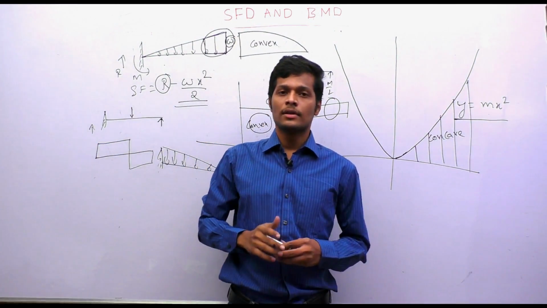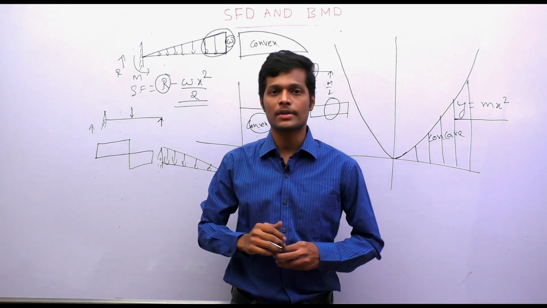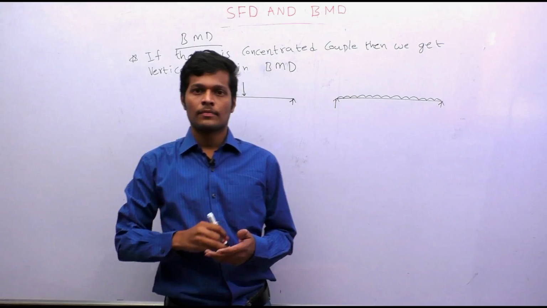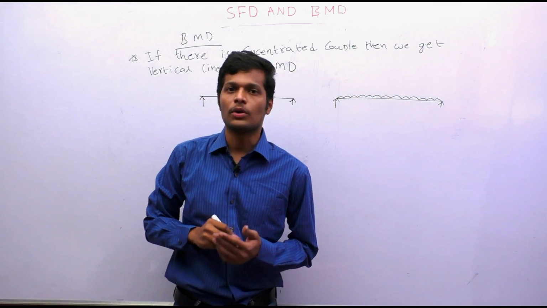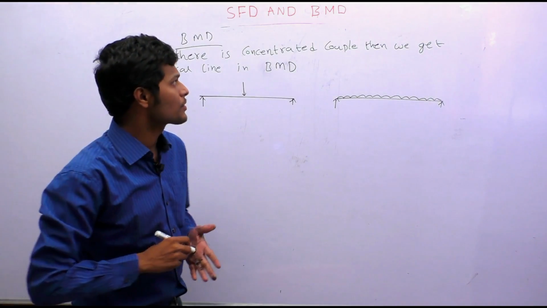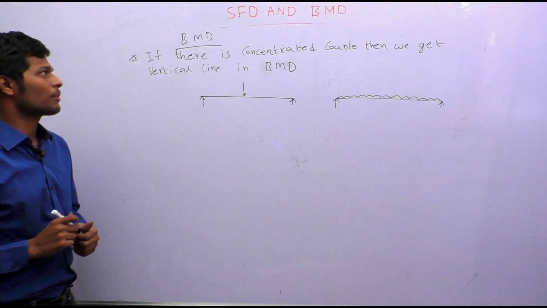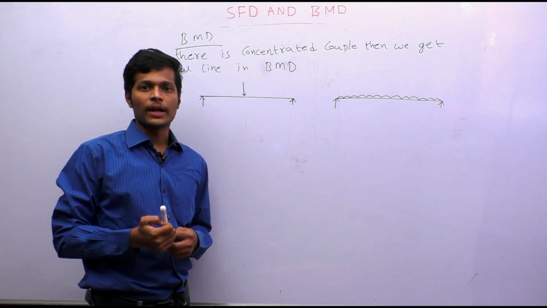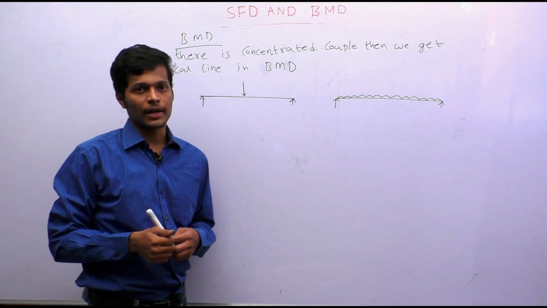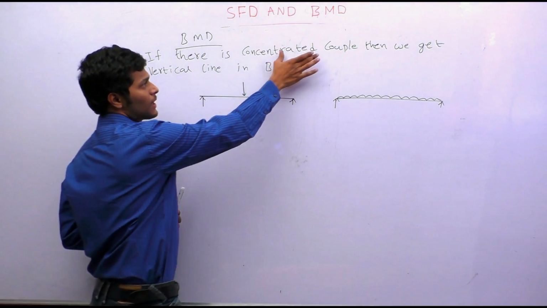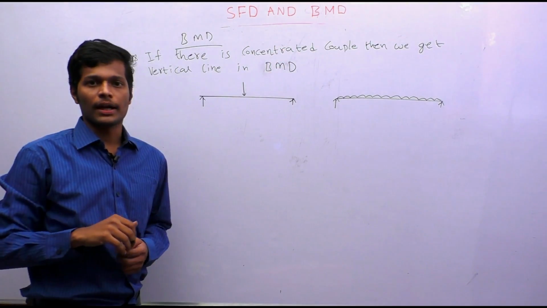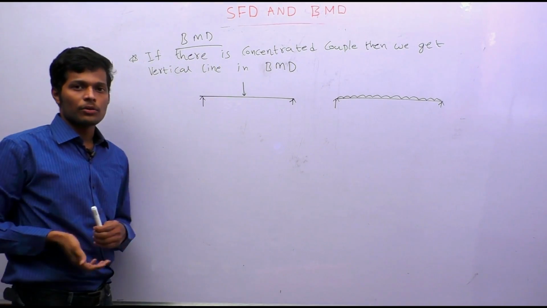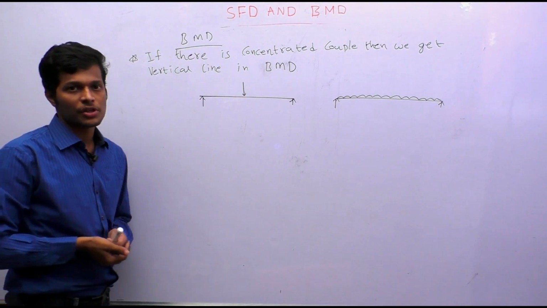So with this, the shortcuts for the shear force diagram are completed. Next we will see how to draw the bending moment diagram. For that, the point we have to remember is, previously if there is a concentrated point load, we get a vertical line in the SFD. Similarly, if there is a couple, then we get a vertical line in the bending moment diagram. That point we have to remember here. Now we will see how to draw the bending moment diagram after drawing the shear force diagram.